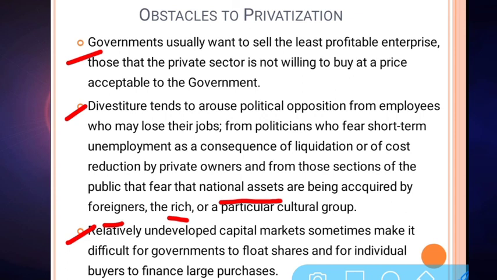So these are the three major obstacles that delay privatization.